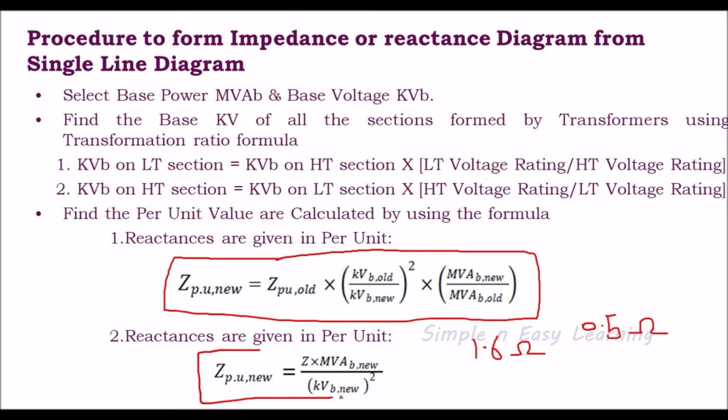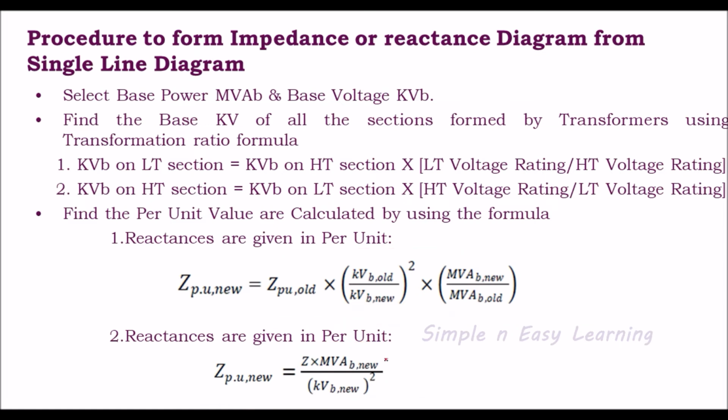So Z per unit new equals Z, that is the actual value. This Z is the value given, 1.6 ohm, 0.5 ohm. Like that, that value is here, Z into MVAB new. I already said new in the sense it is a base value. So the base value we need to substitute, and divided by kVB new the whole square you need to substitute. So these are the two formulas you need to remember.